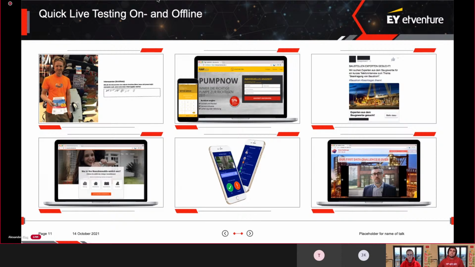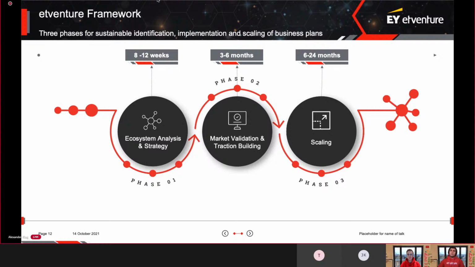What did we do so far? We are doing a lot of tests as well, as you should do in your hackathon, like online and offline tests. Here you see a variety of products. We built digital products like apps in the past, or landing pages, and services around that. So this is just a quick glimpse over that. What is our framework? To just give you a short introduction into that.